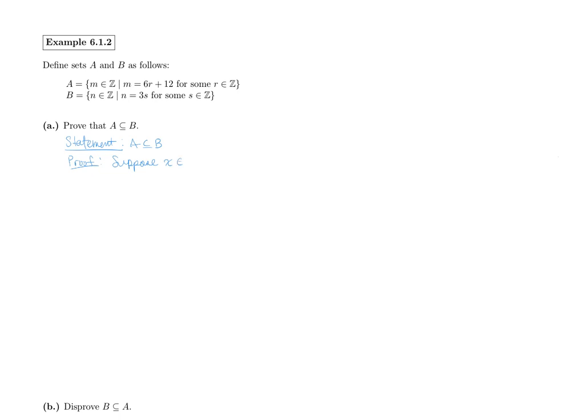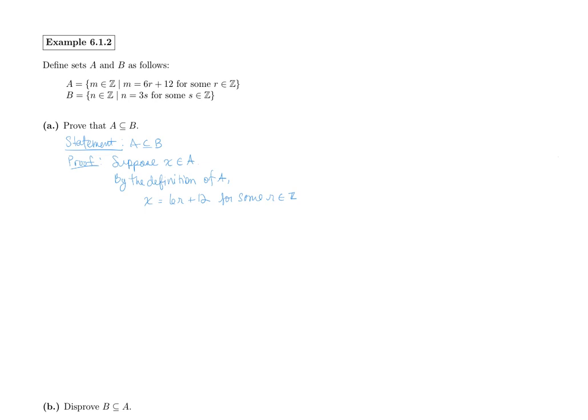And our element argument proof says first, we're going to suppose x is an element in A. By the definition of A, A is given by that truth set there. So by the definition of that truth set A, x, if it's an element in that set, is equal to 6r plus 12 for some integer r, so for some r in the set of integers.